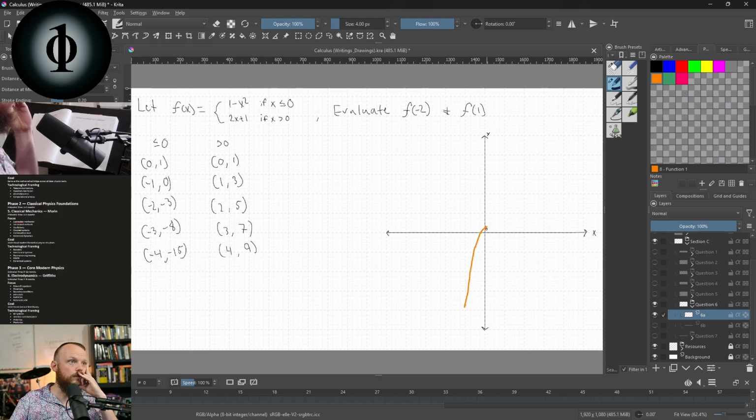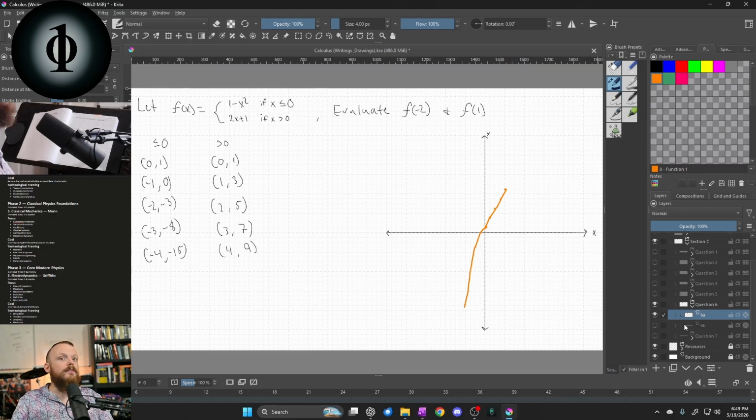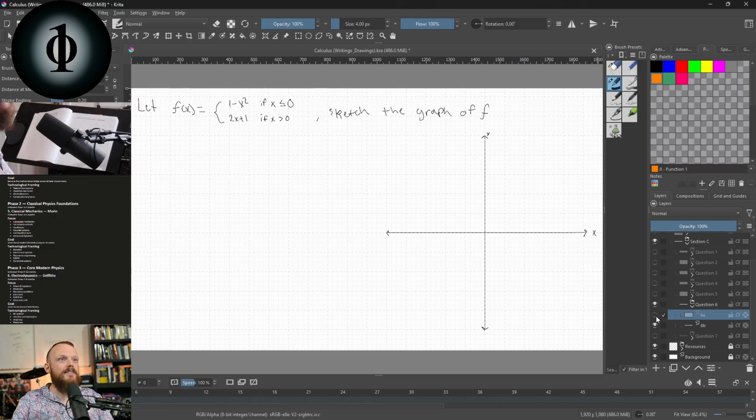And then 0, 1; 1, 3; 2, 5; 3, 7. It's really just up 2 over 1. And 4, 9. And that is just a straight line. All right, that's what we're looking at on 7, 6. Oh, I'm an idiot. I mapped it. That's the answer to 7B.